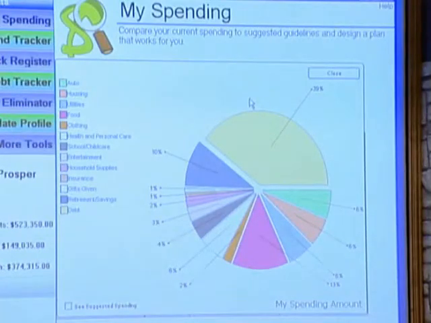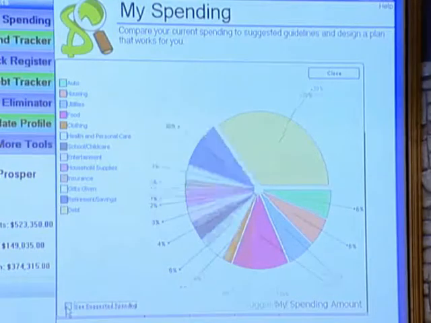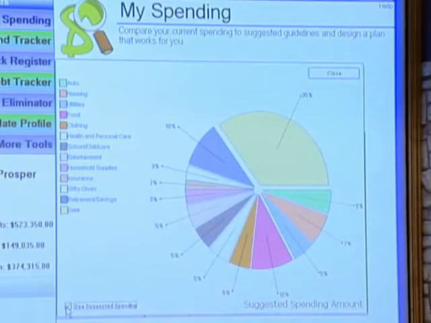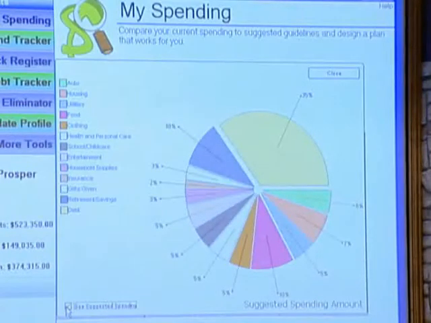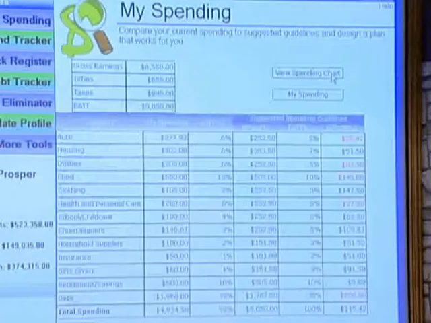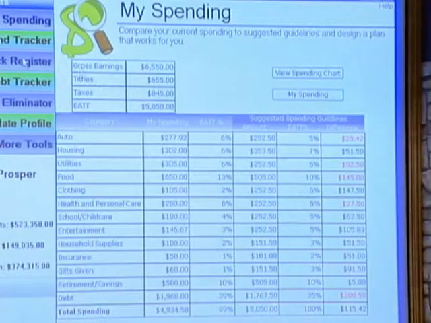And then one little neat thing you can do is you can come right down here in the left corner, see suggested spending. You hit that block, and it gives you the pie chart for what it should be. Here's a pie chart for what it is. Here's what it should be. What it is, what it should be. All right, that's the way my spending block works.